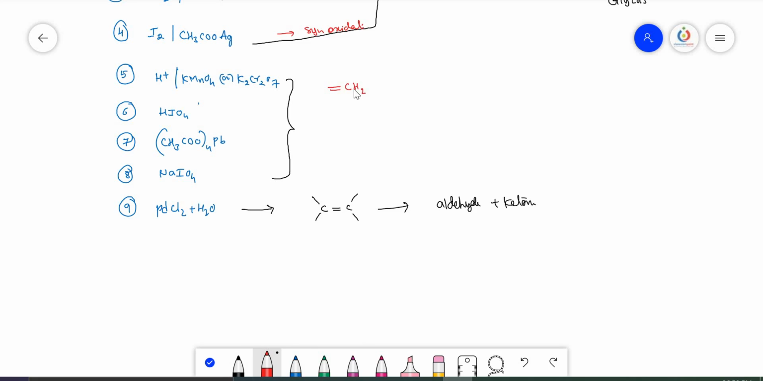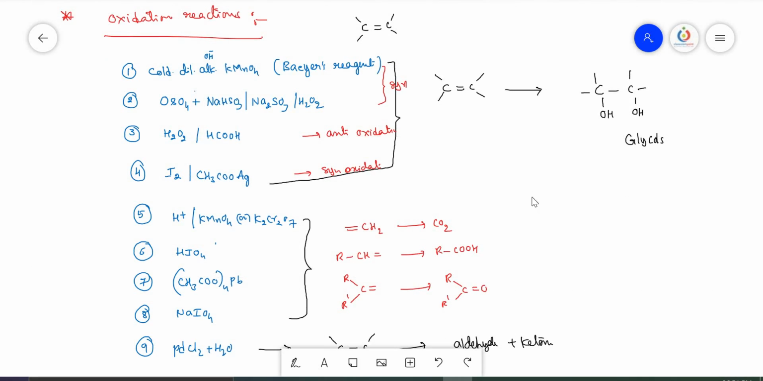Double bonded carbon with CH2 will be converted to carbon dioxide. And RCH double bond part will be converted to RCOOH. And RC double bond R dash, similar concept we have discussed, is converted to the keto part. All of these reagents' properties are the same. So hope you understood these particular reagents.